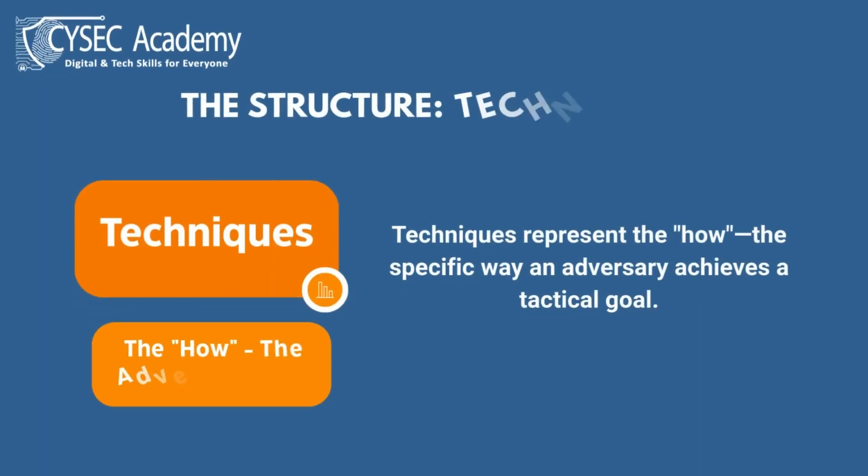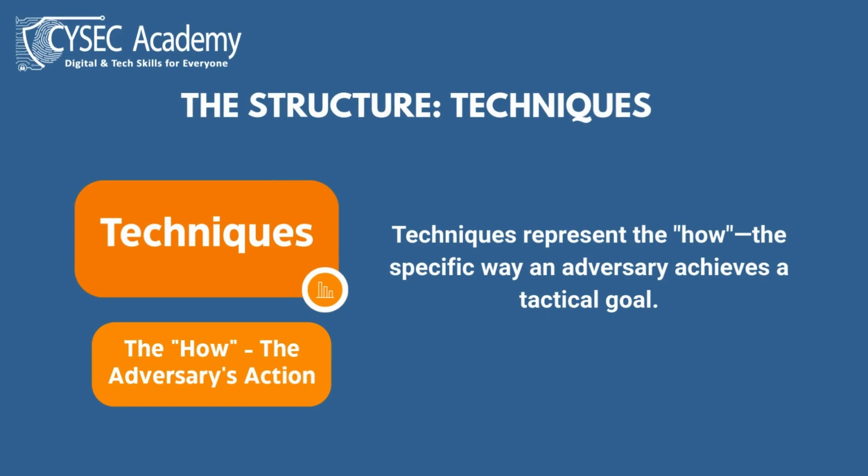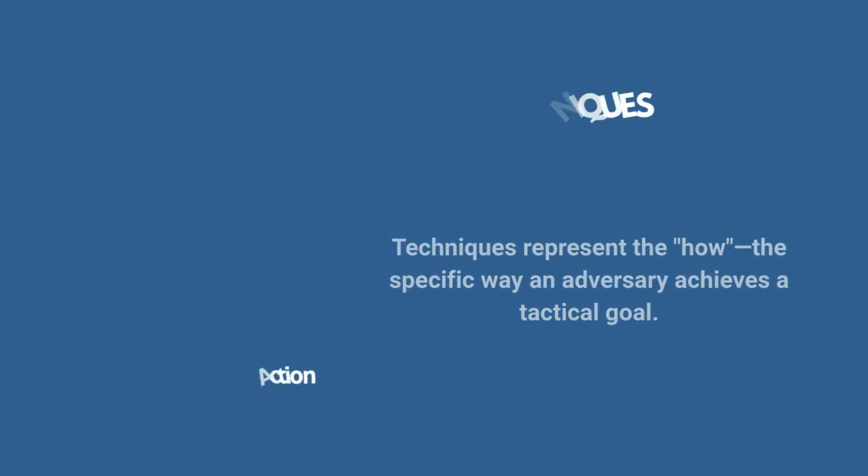The structure: techniques. Techniques are all about the how. They show the specific actions an attacker takes to achieve their goal. If persistence is the reason, then things like tweaking startup settings or creating scheduled tasks are the practical moves that make it happen. Each technique comes with its own identifier, so it can be tracked clearly. It specifies what was done and shows what actually happened.